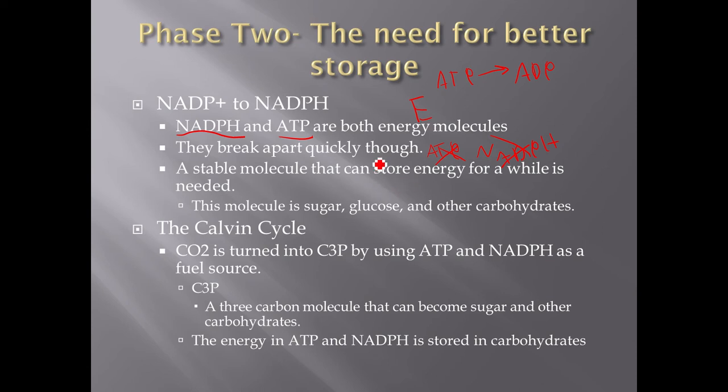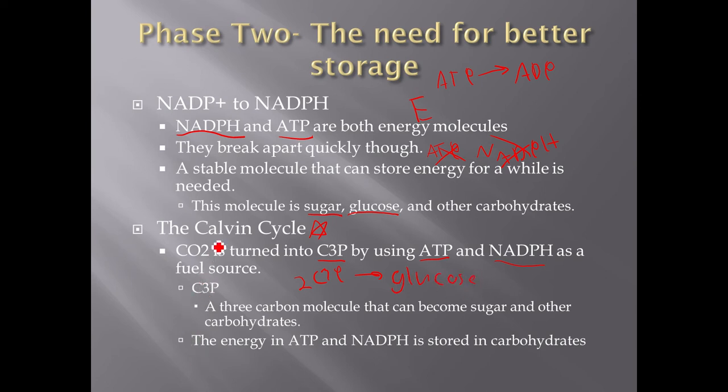So in order to solve this problem, you have to have some kind of a stable molecule that can store energy while it's needed. And that molecule is called glucose. And glucose is a sugar. And what happens is that in phase 2, the light independent reactions, the Calvin cycle takes place. The Calvin cycle is turning of carbon dioxide into a molecule called C3P, which is made by using ATP and NADPH as a source. Well, two C3P molecules can be turned into glucose.